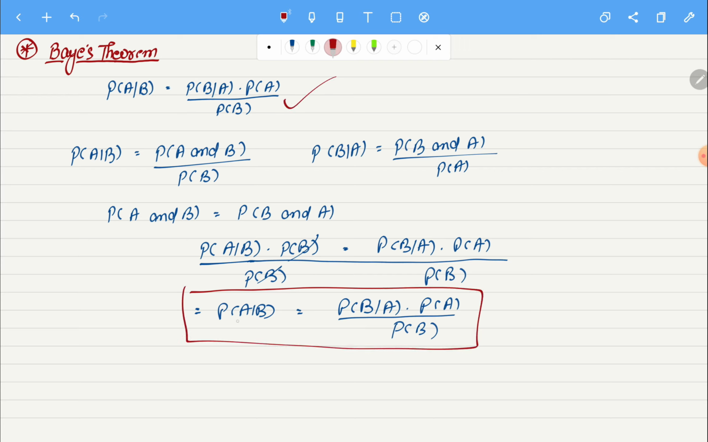So Bayes theorem helps us to find conditional probability using the reverse conditional probability and some other probabilities. So usually these are easy to find, so that's why we use Bayes theorem. Now we will look into the example, and that will make things much more clear to you.